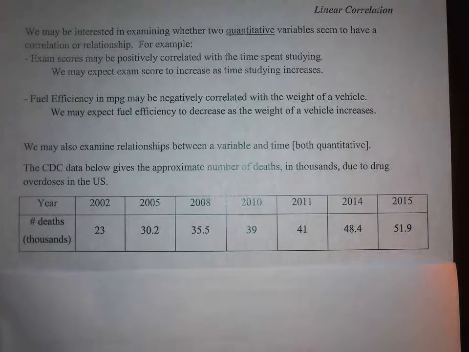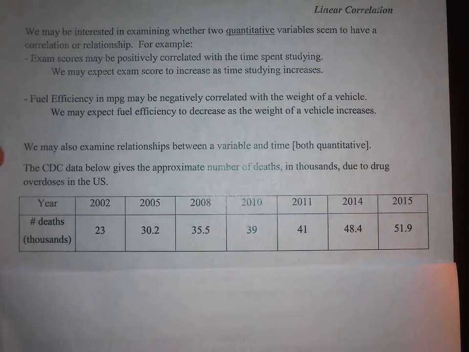Also, fuel efficiency in miles per gallon may be negatively correlated with the weight of a vehicle. We would expect fuel efficiency to decrease as the weight of a vehicle increases. So those are two basic examples of two variables that are correlated or potentially correlated together.